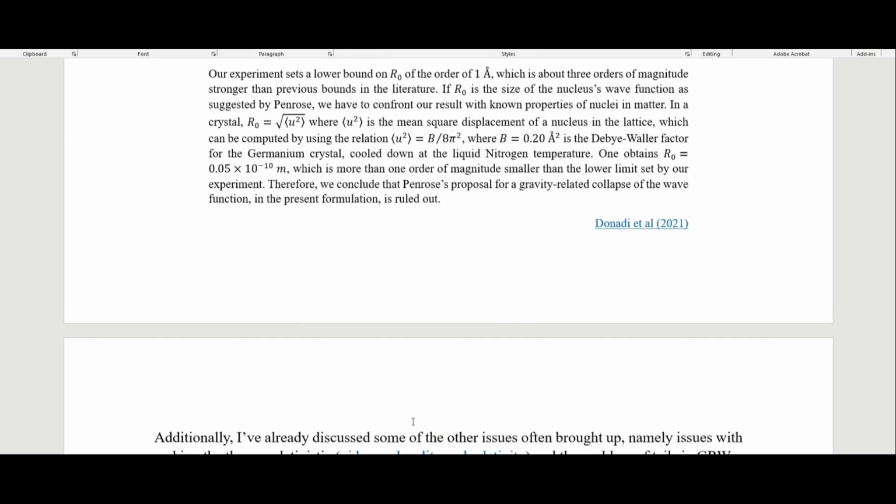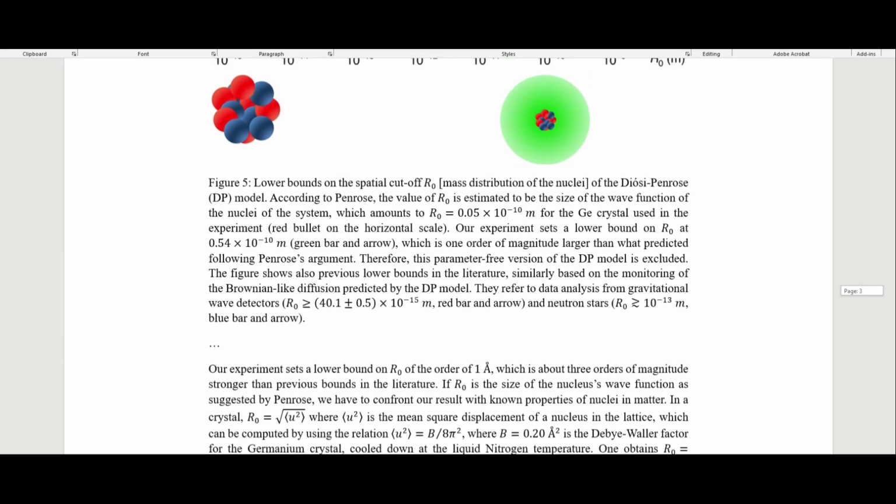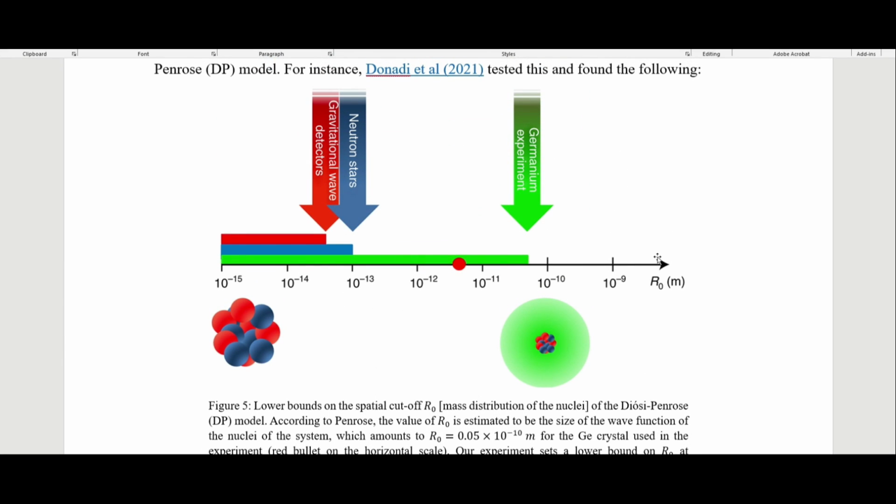But anyway, these, like I said, are just some of the weaknesses that we see in this theory of quantum mechanics. But I hope you found that interesting, and I will see you in the next one.